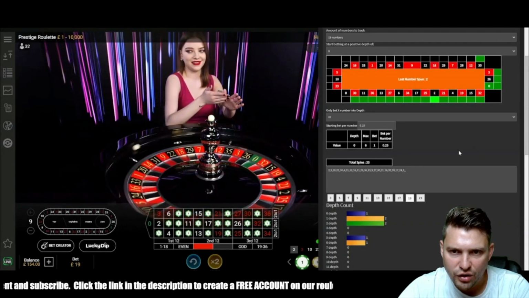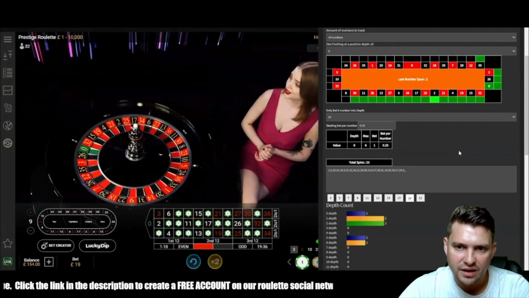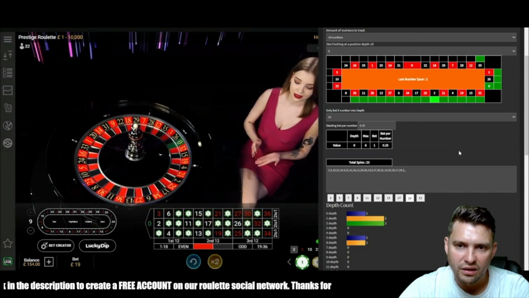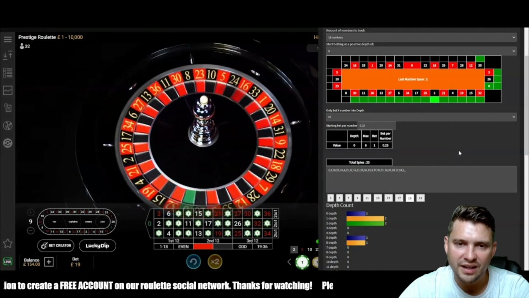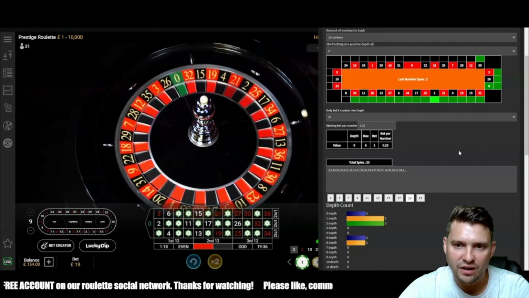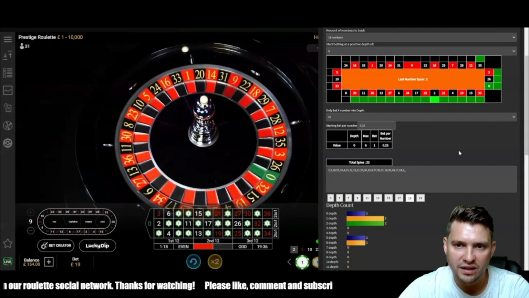And you can see there he's logged 23 spins. So out of 23 spins, only 6 of them, I think it was 6, has gone to that highlighted section, and the rest have all gone to the unhighlighted section.